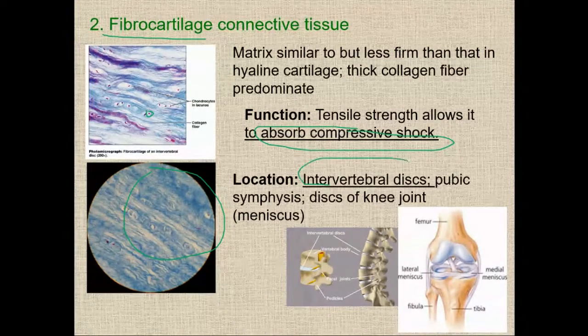For instance, in the intervertebral disc, it makes sense that the hyaline would be too weak. You don't want something that smashes down like a pillow in between the vertebrae. Otherwise, it could be problematic. You want something a little bit stronger there. So that's why you have the fibrocartilage, which has more fibers. It still absorbs compressive shock, but it's not as cushioning as the hyaline, okay?